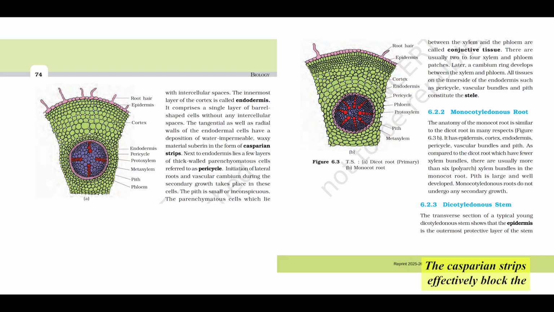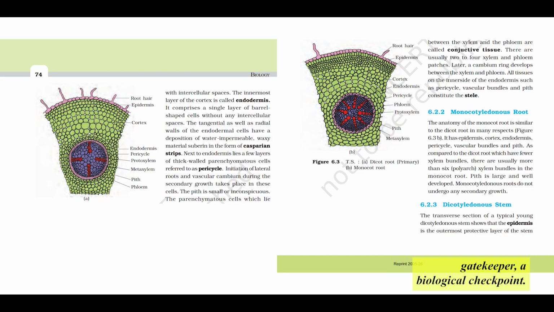The Casparian strips effectively block the apoplast pathway. That's the movement of water and solutes around the cells through the cell walls and intercellular spaces. Instead, they force water and dissolved minerals to pass through the endodermal cells themselves via the symplast pathway, meaning through the living cytoplasm. Why is this so significant?